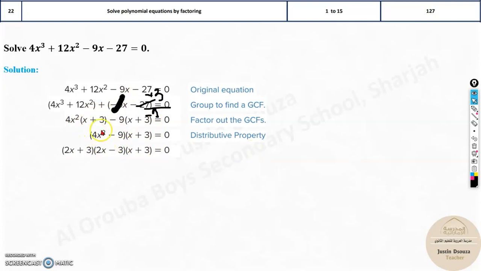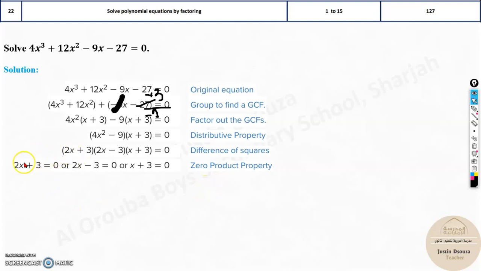Now over here you can write it as 2x whole squared minus 3 squared. It will be 2x plus 3, 2x minus 3. And over here we are remaining with x plus 3. Now these can be equated to 0 and solved. I will just tell you how to solve this.